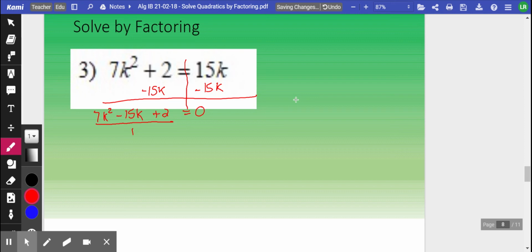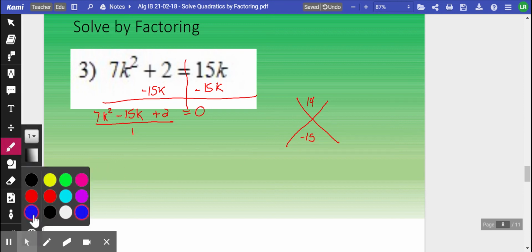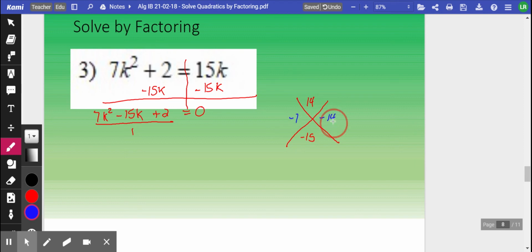And I'm getting my magic numbers. Multiplies to be 14, adds up to be -15. The magic numbers here happen to be -1 and -14. Okay, negative times a negative. Now, let's go ahead and do our shortcut. Opposite of -1 is +1, divided by my A value. The A value is 7.